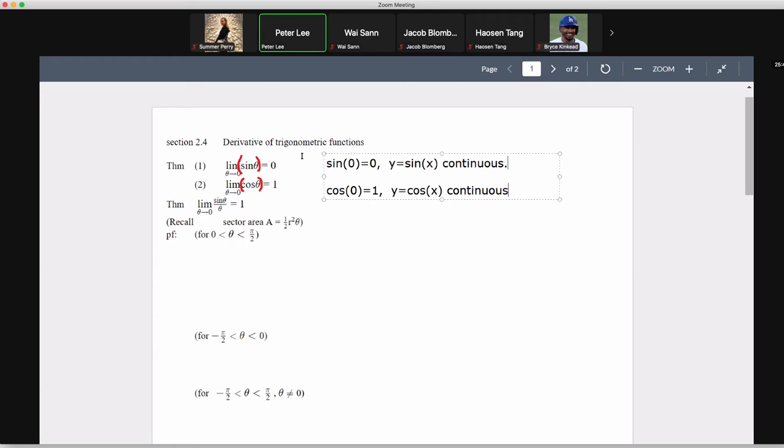Now, the question here is the derivative of trig functions. What we are now trying to do is find the derivative of sine theta with respect to theta, so sine x with respect to x. We want to find the derivative of the sine function. Before we do that, we need one theorem, and the theorem is this right here: the limit of sine theta over theta as theta approaches 0 is 1.